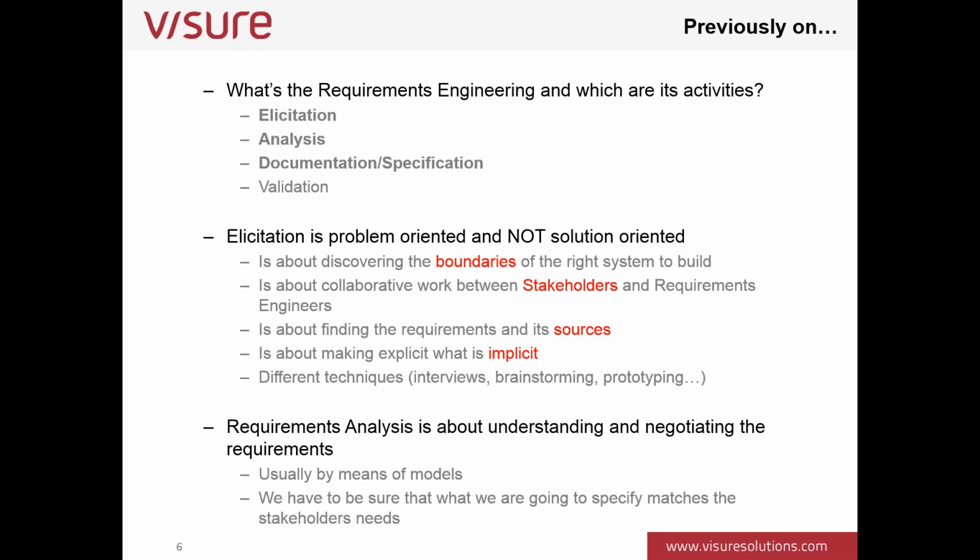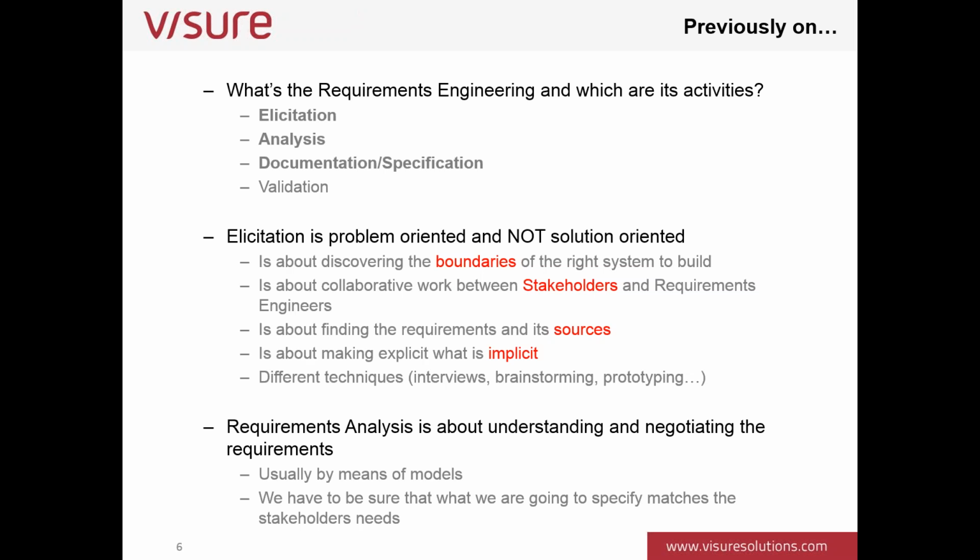Also with the low-level requirement, also in the solution, but it's mainly about the problem, of course. The elicitation is about discovering the boundaries of the system, of the right system to build. That's also really important when gathering the requirement. We have to understand what the system is going to do, what is going to be inside the system, and what is not going to be there.